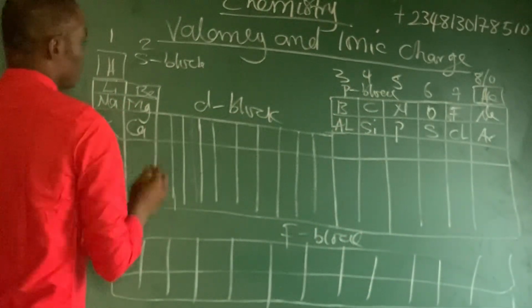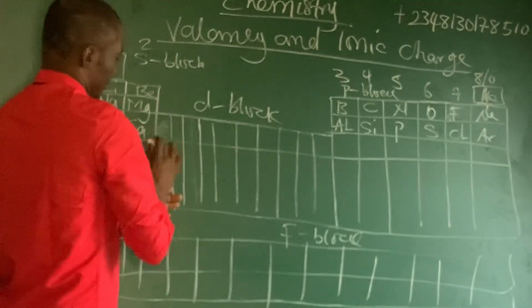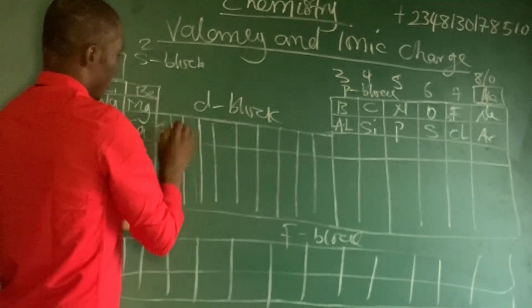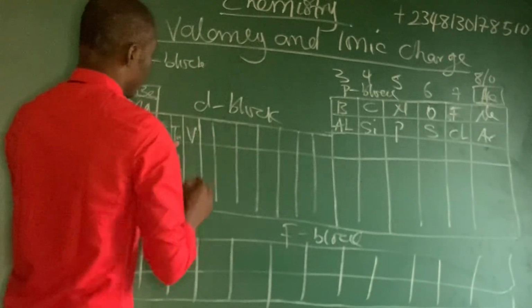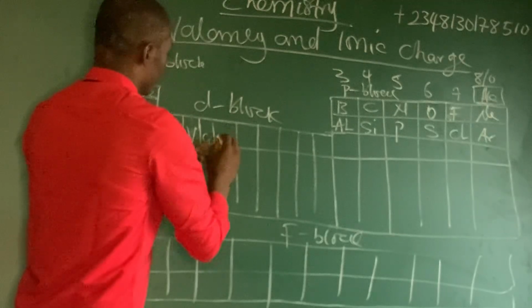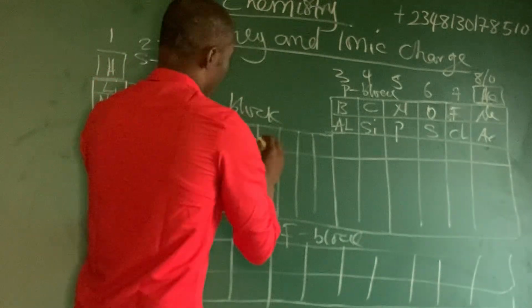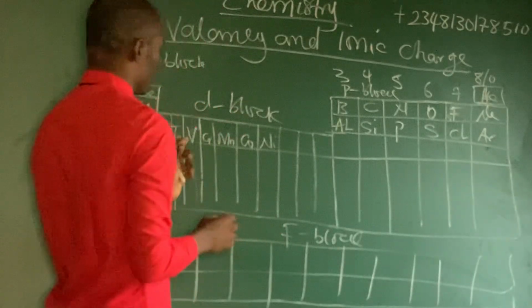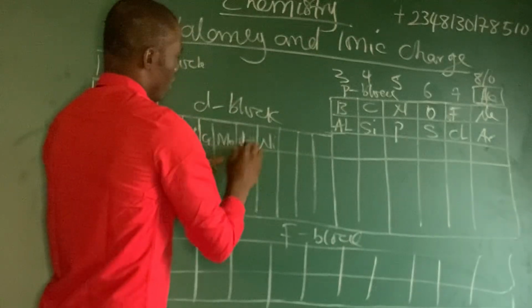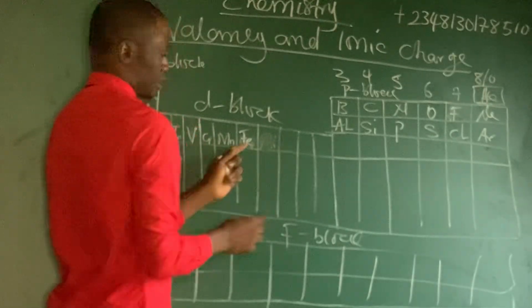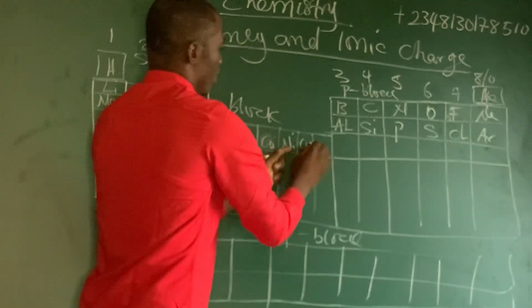Potassium, then calcium. Then for the 21 to 30, we have scandium, titanium, vanadium, chromium, manganese, iron, cobalt, nickel, copper, zinc.